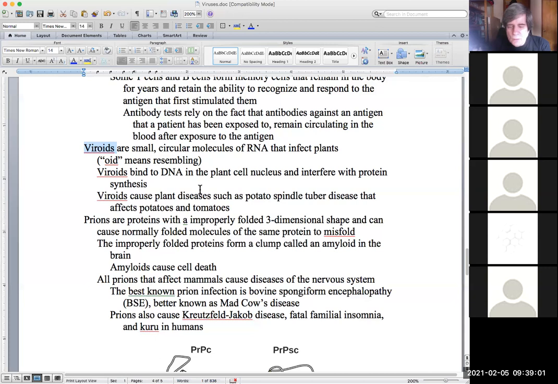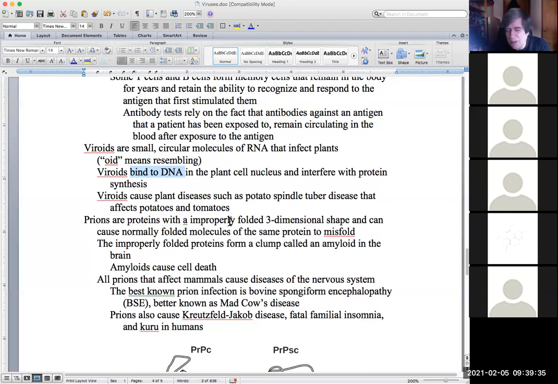And what happens is when these viroids enter a plant cell, they attach to DNA in the nucleus. And then that interferes with protein synthesis. If you think about it, that would interfere with the transcription stage of protein synthesis. So when viroids do this, they cause some plant diseases. Now, we don't hear a lot about these plant diseases because they don't affect people.